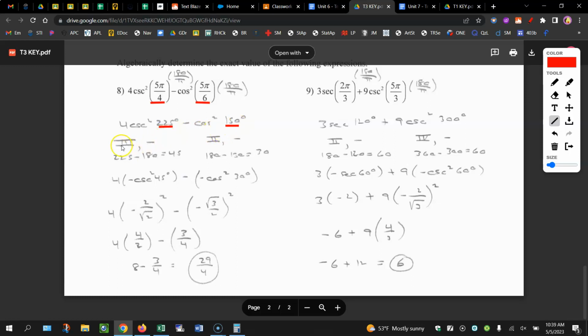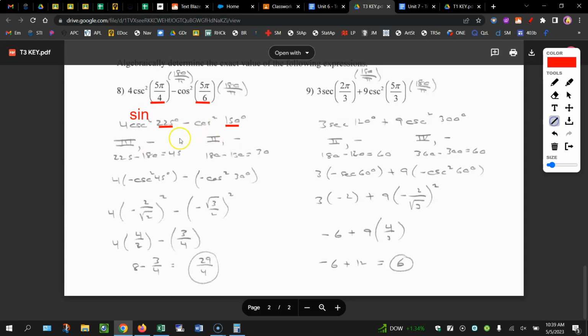From there, we're going to figure out what quadrant we are in and if that trig function is positive or negative. So you'll hopefully remember cosecant is the reciprocal of sine. So when you see cosecant, you're thinking sine, which is y. In quadrant 3, it's negative. Cosine is x. In quadrant 2, the x coordinate is negative.